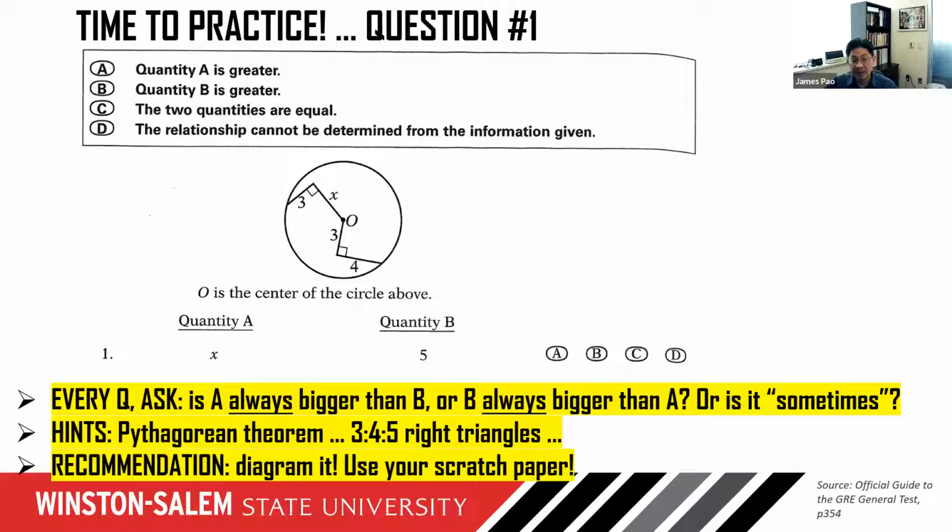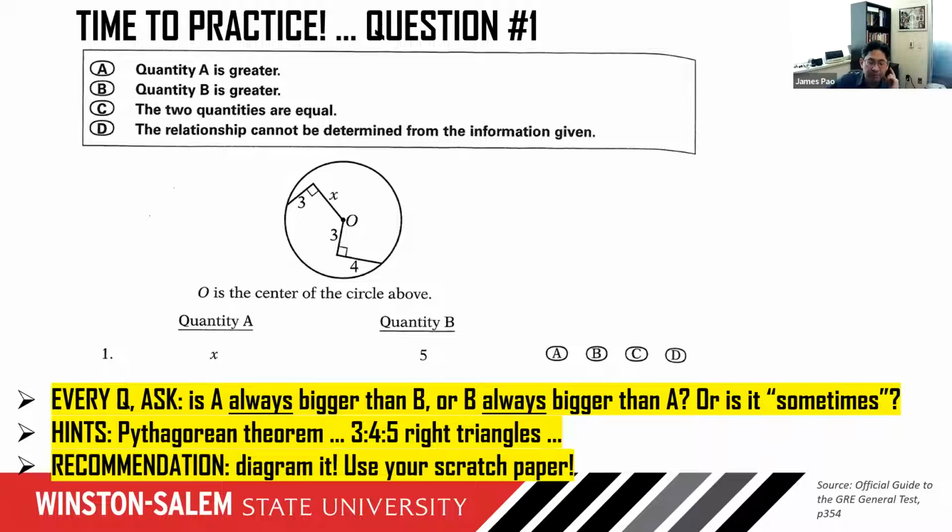And now I'll get into my breakdown and analysis. For every question, you need to always ask, is A always bigger than B, or is B always bigger than A? So my hint to you here is use the Pythagorean theorem, right? That means one side of a right triangle squared plus the other side of a right triangle squared equals the hypotenuse squared.